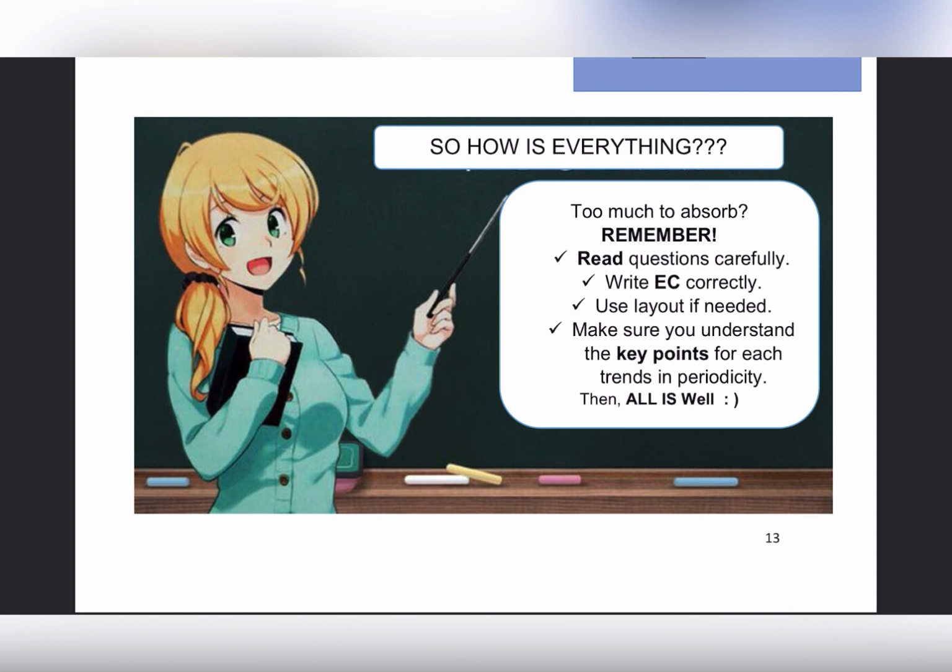So I hope everything is good for you. I know there are a lot to absorb, but please remember you have to read the questions carefully and follow the tips. No matter what, you have to write the electronic configuration correctly first. And please use the layout based on the factors that you need to explain. And make sure you understand the key points of each trend that I explained in terms of periodicity. Then, if you follow my instruction carefully, everything is going to be well for you.